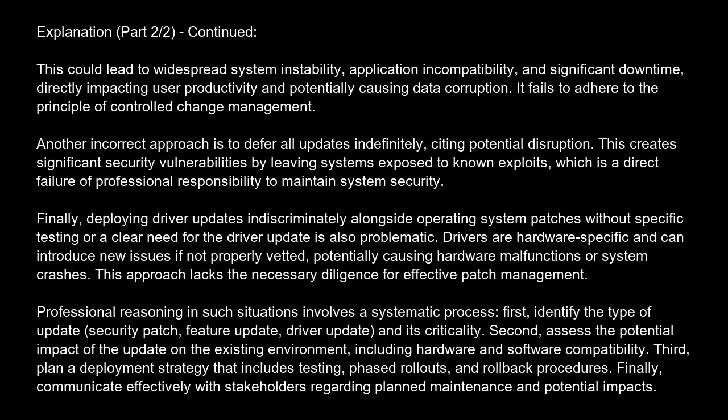Professional reasoning in such situations involves a systematic process. First, identify the type of update: security patch, feature update, driver update, and its criticality. Second, assess the potential impact of the update on the existing environment, including hardware and software compatibility. Third, plan a deployment strategy that includes testing, phased rollouts, and rollback procedures. Finally, communicate effectively with stakeholders regarding planned maintenance and potential impacts.